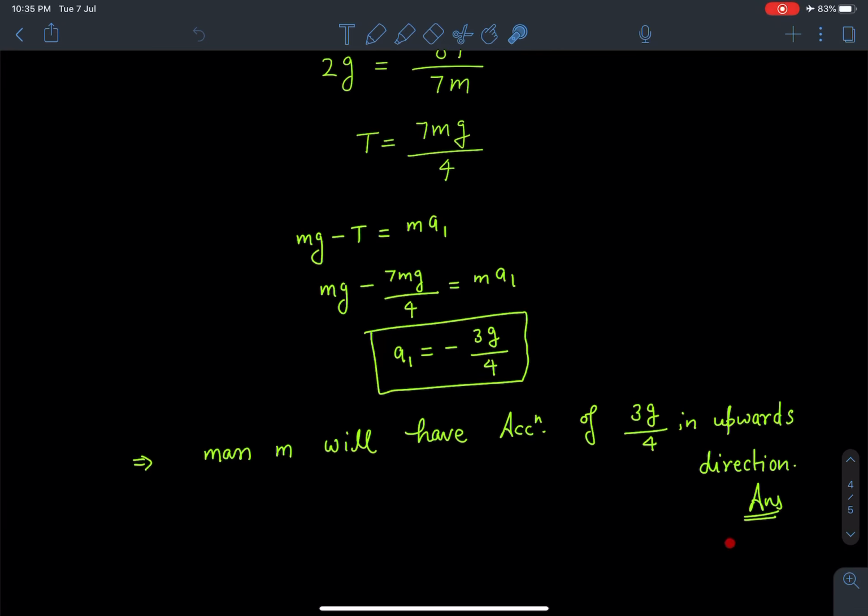I hope you have enjoyed this problem. You can solve this question by using the M effective method also. Maybe in upcoming videos, I'll make another application of M effective on similar problems.